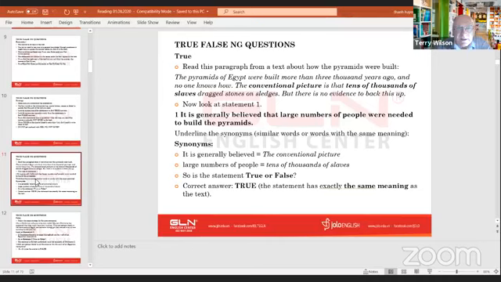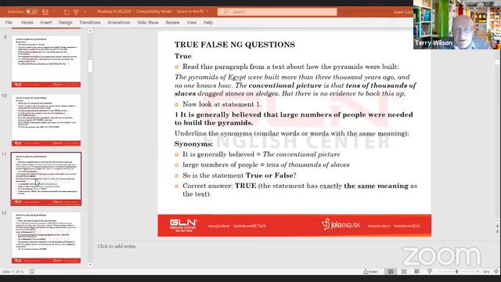So let's look at a little example. So this one is true. So read this paragraph from a text about how the pyramids were built. So the pyramids of Egypt were built more than 3,000 years ago, and no one knows how. The conventional picture is that tens of thousands of slaves dragged stones on sledges, but there is no evidence to back this up. Now look at statement 1. It is generally believed that a large number of people will need to build the pyramids.